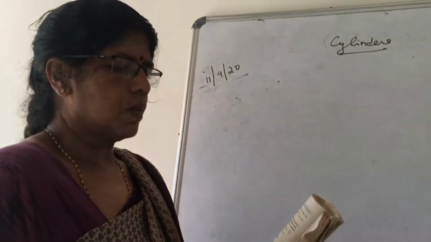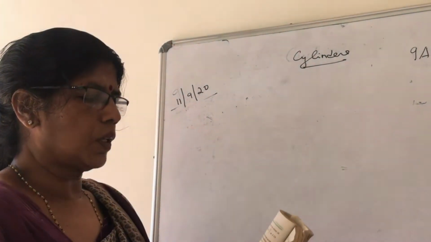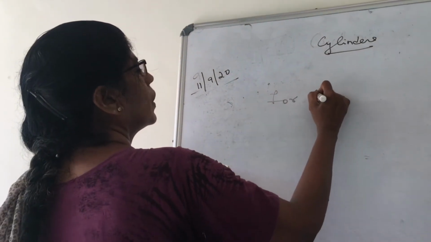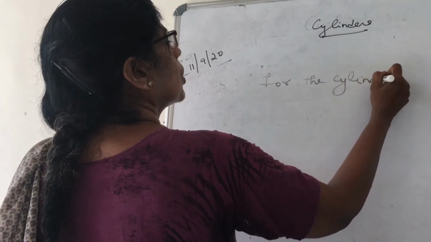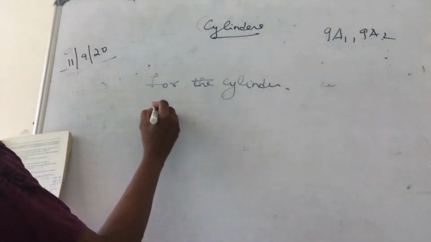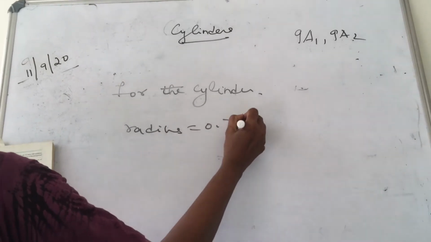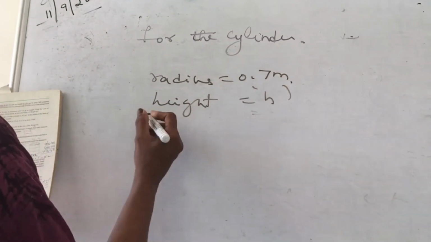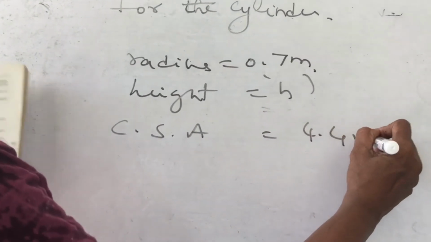Sixth sum. The CSA of the cylinder is 4.4 meters square. The base radius is 0.7. Find the height. What are you given for the cylinder, children? You are given the radius. The radius is equal to 0.7 meters. Height is equal to h. And the CSA is equal to 4.4 meters square.